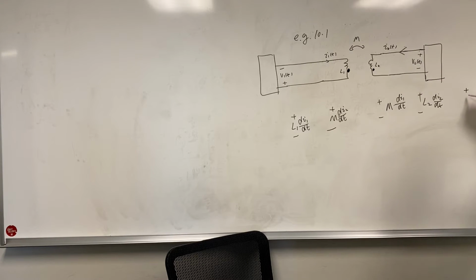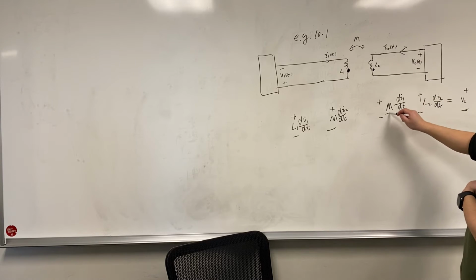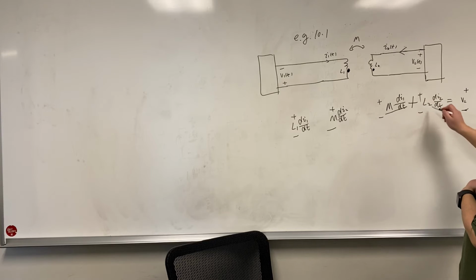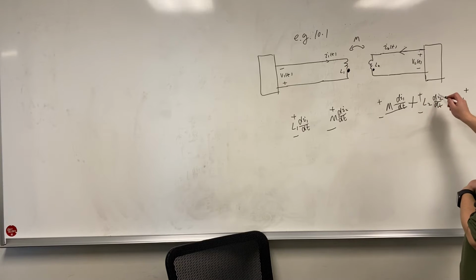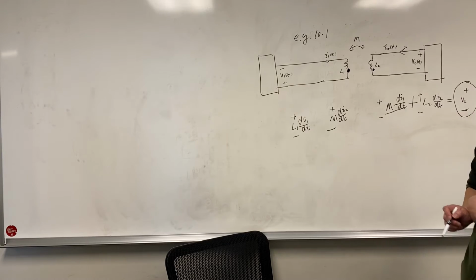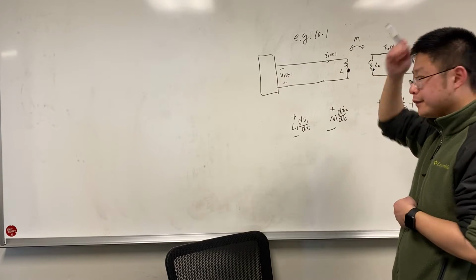So for the secondary winding, the total voltage V2, and the reference direction for V2 is positive on the top, negative at the bottom. So this V2 equals M times di1/dt plus L2 di2/dt. This equals V2. How about the voltage V1?